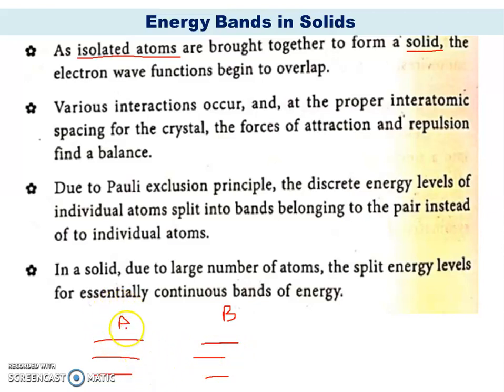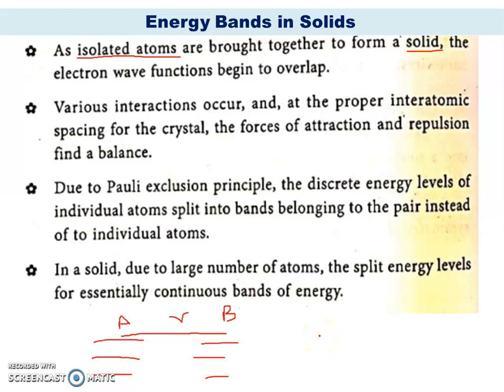Consider the distance between these two atoms. If the two atoms are far apart, the influence of B atom on A is negligible, and the influence of A on B is negligible, since the distance R is very large. The energy levels of A and the energy levels of B are almost equal. If you bring A and B close together, they will overlap.